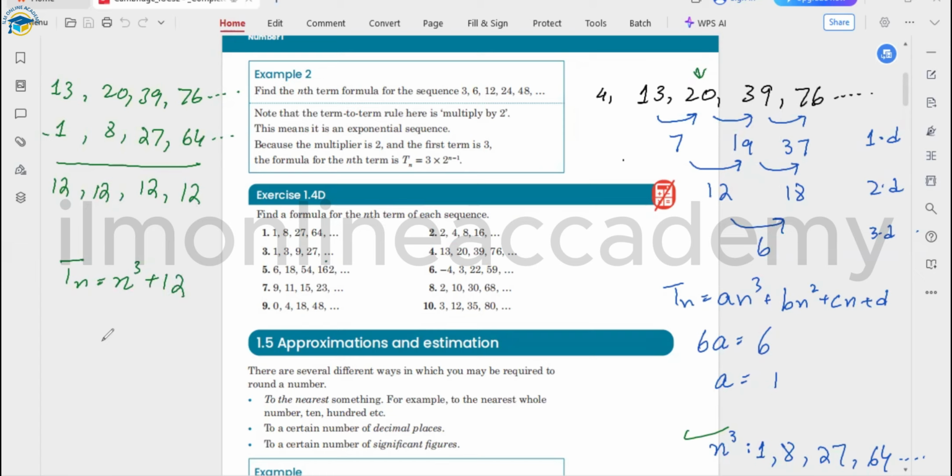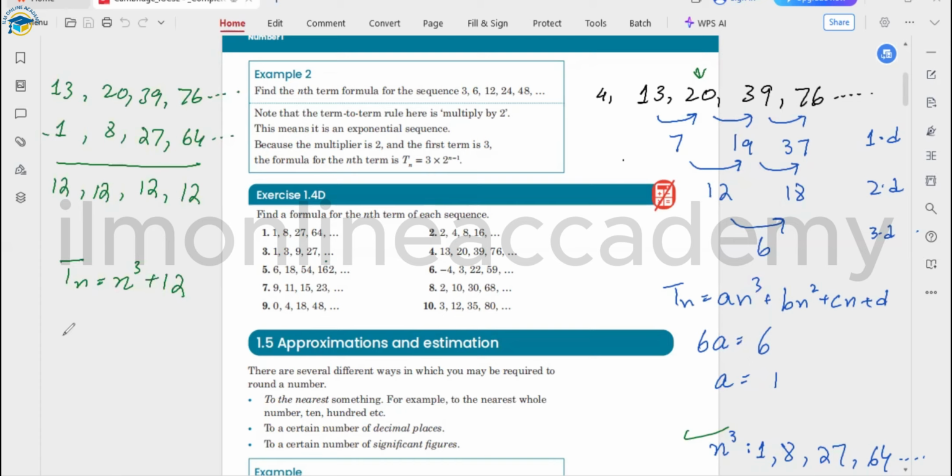Whenever the difference you are getting is similar, you can just add that difference. So that will be your nth term of the sequence. So this is your part number 4. Similarly, they will give you some questions according to this. So you can check them.